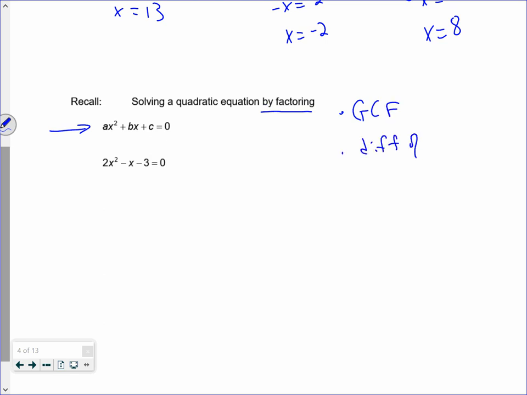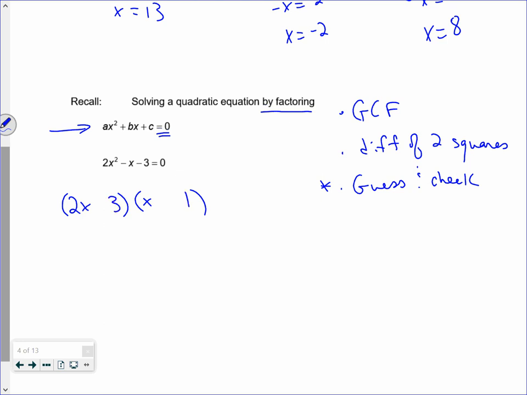Difference of 2 squares is easy because it only has 2 terms instead of 3. And the one that we tend to do the most often and have the most trouble with is guess and check, and that's the one that we're going to use for this example right here. So first of all, it has to say equals 0 in order for this method to work. You put the 2 sets of parentheses, you make a reasonable guess for your first term. 2x times x has to equal 2x squared. You need to put the 3 and the 1, or the 1 and the 3. I think in this case it's going to be 3 and 1.